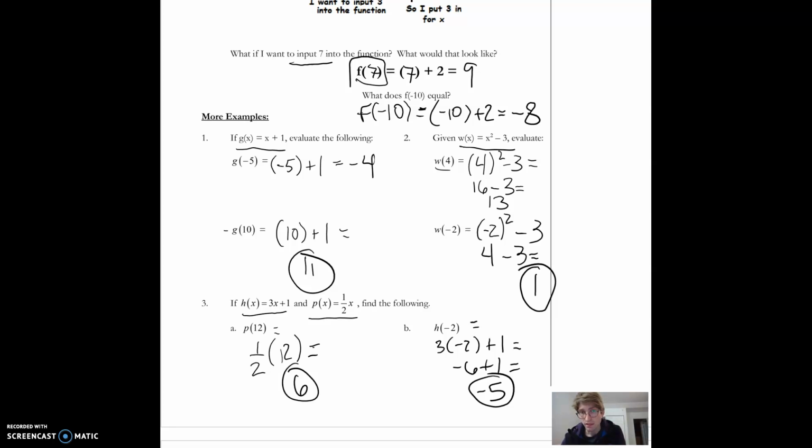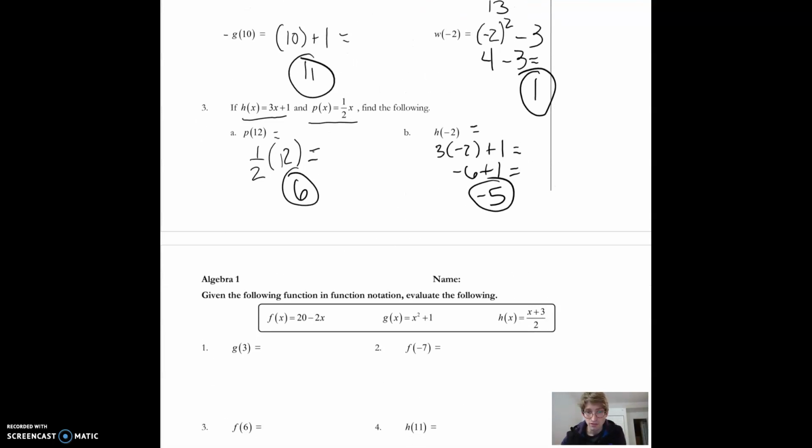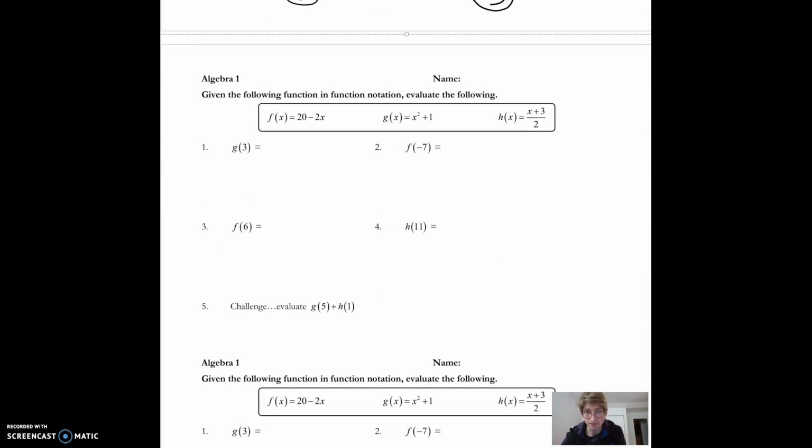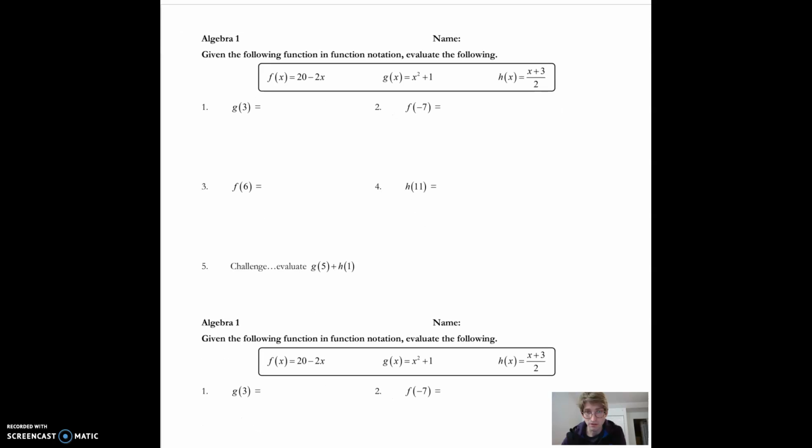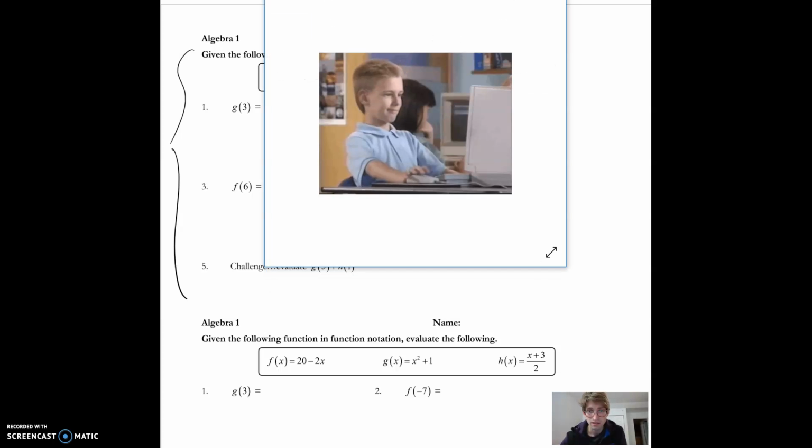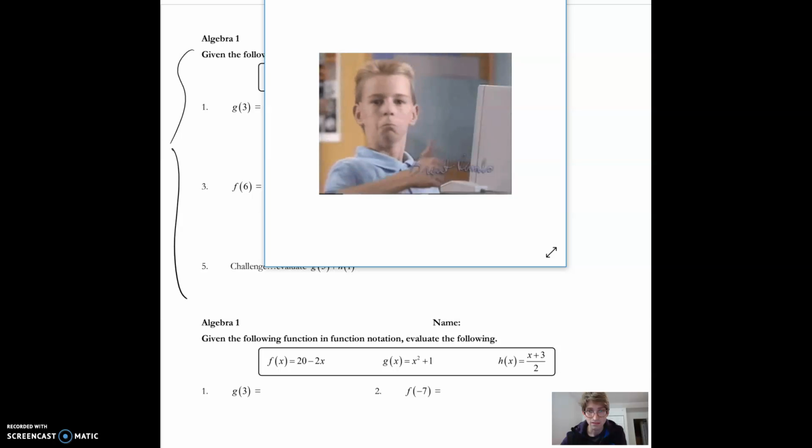Anyway, there is function notation. We have a half sheet that you have a whole sheet of. I'm sorry, my printing didn't go so great. You are in charge of getting this done before you leave. Good luck. Good job.